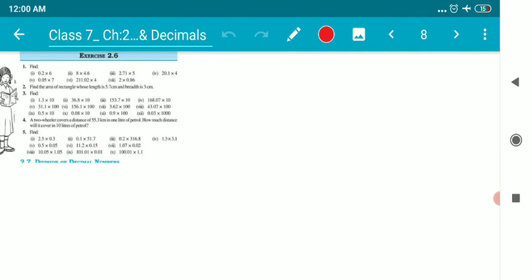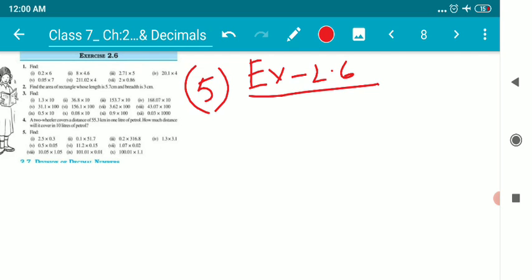Children, we have been dealing with exercise 2.6 and we are over with up to question number 4. So, here in this video, we will discuss some important and very easy questions of this exercise. Question number 5 from exercise 2.6. Question number 5 is about number 1.